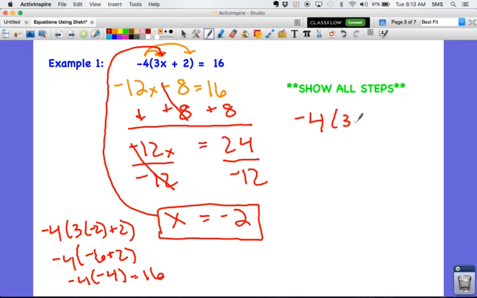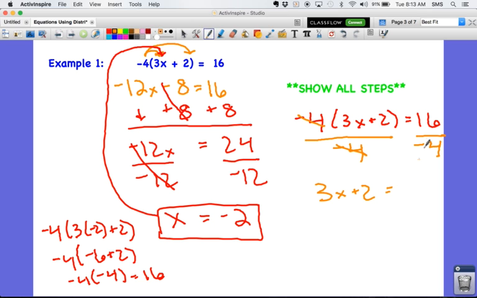Another way to do this problem, I just want to show you guys real quick. We can do this problem without actually using the distributive property. If we remember, we're always doing the opposite operation when we're solving equations. I know I want to get rid of this -4, and the operation this -4 is performing is multiplication. This is -4 times all of this. So really what I can do is divide everything by -4 on both sides, because division undoes multiplication. These cancel each other out. I'm left with 3x plus 2 equals 16 divided by -4, which is -4.